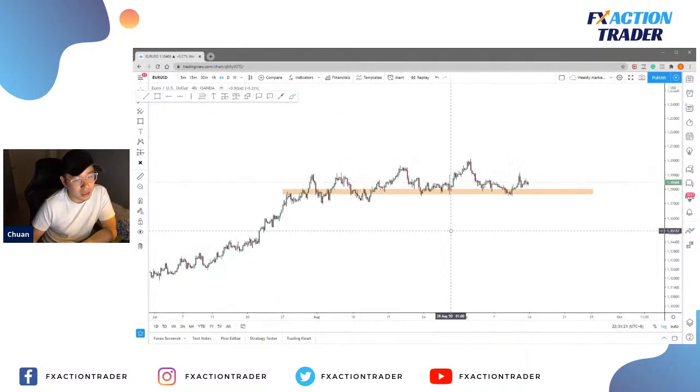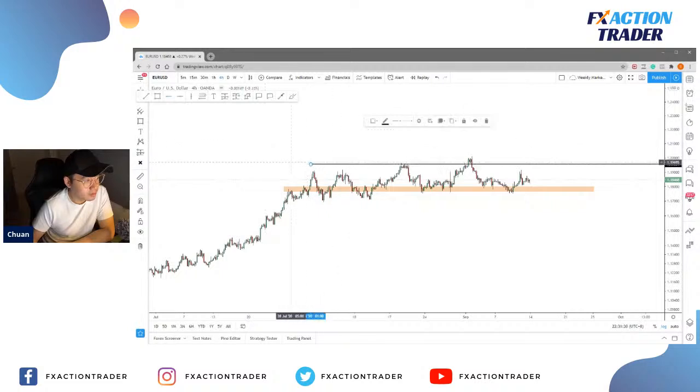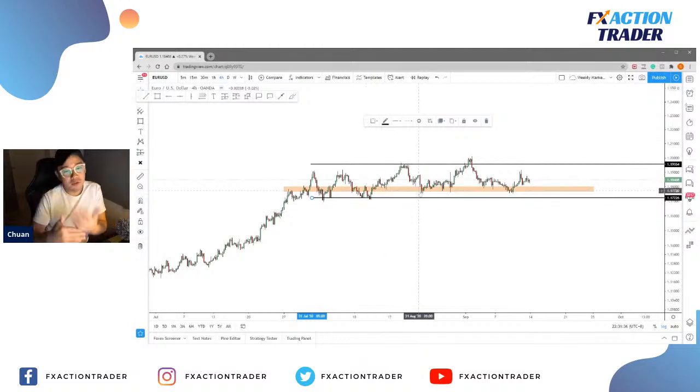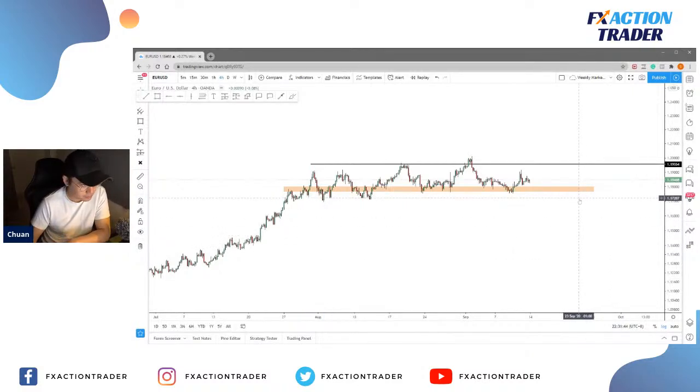what we can see is that this pair is actually still in a very clear, very obvious sideways movement. Meaning to say that this euro dollar is still moving between these two levels, about 1.1955 to 1.17226. So this is on the H4 chart.